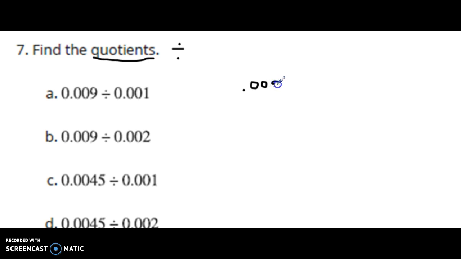0.009. So I've got 9 thousandths divided by 1 thousandth, 0.001. Okay, now what I can do is I can move my decimal to where I have a whole number. However many times I move it on the left, I have to move it on the right. So I'm going to do the same thing. 1, 2, 3.